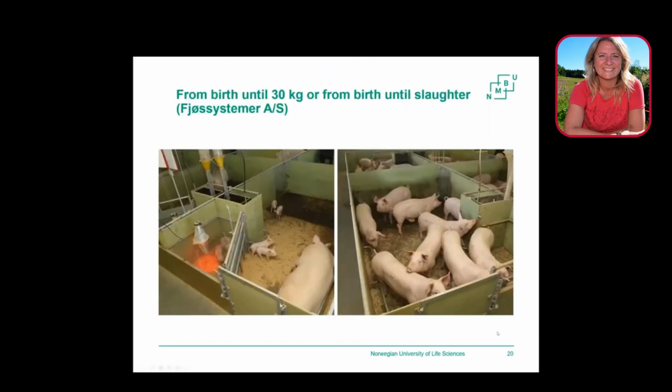This is an example of some farrowing pens that are quite often used in Norway. We do have a lot of alternatives, but to the left is a typical pen. And the pens that are getting more and more popular in Norway are the pens that are built from birth until 30 kilograms. So when they are weaned at 28 days, the sows are taken out of the pens, but the pigs are allowed to stay in their home environment.